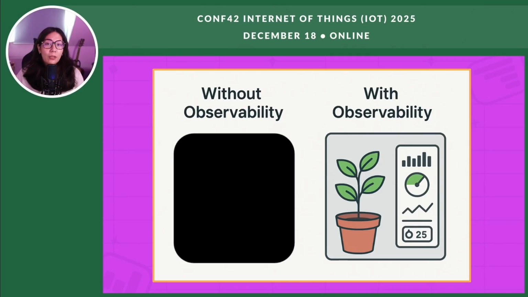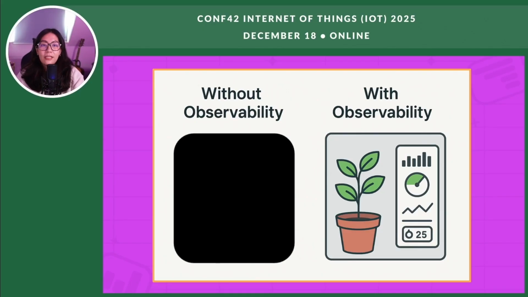Without observability, we're essentially walking into a room blindfolded. We know that the plant is struggling, but we don't know why. Is it because of too much water? Is it too little? Or did we choose the wrong light? Or is it because of a change in temperature? We're essentially guessing and operating on hunches instead of actual facts.